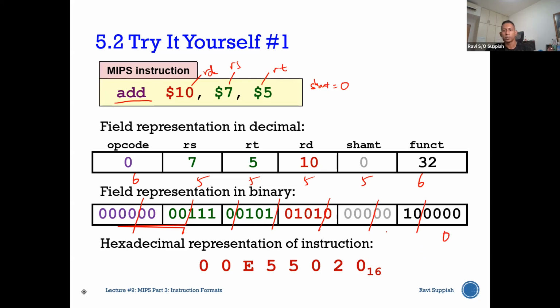Okay, so this is 0, this is 2, this is 0, this is 5, this is 5, this is E, this is 0, and this is 0. Okay, so you just group them into bits, 4-bit groups, and then you convert them to the hexadecimal.